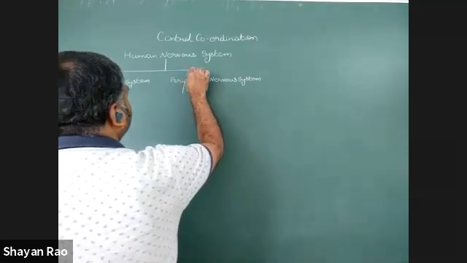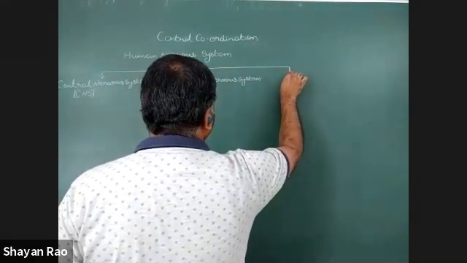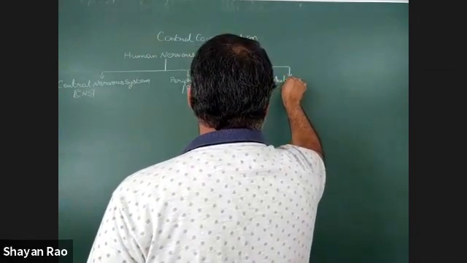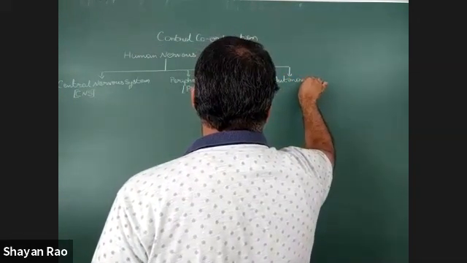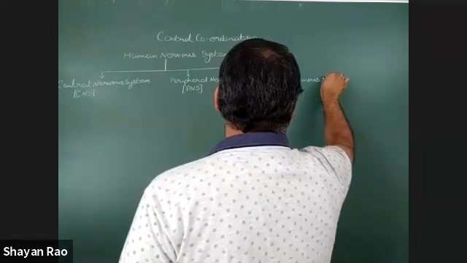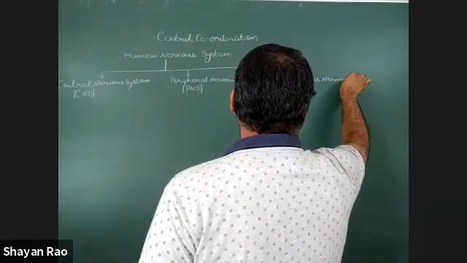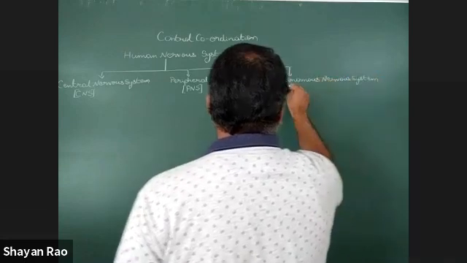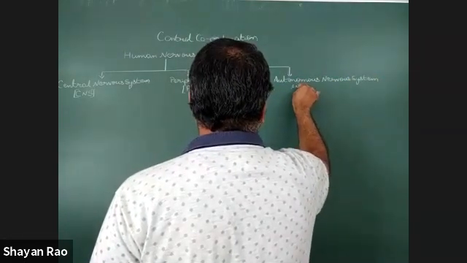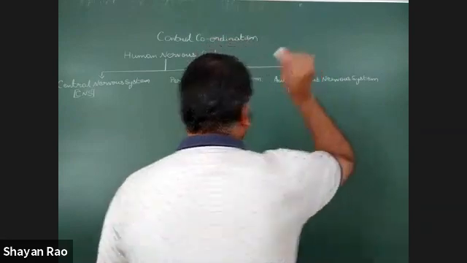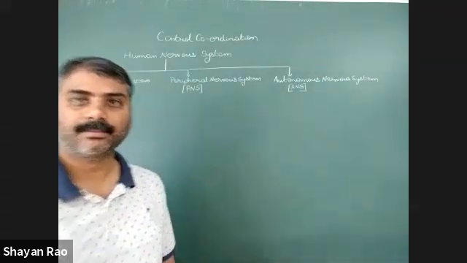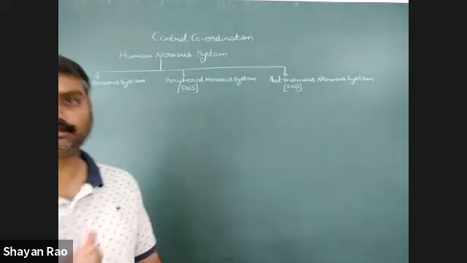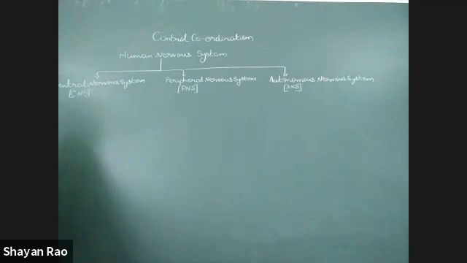And then lastly, the third one is considered to be the autonomous nervous system, which is also called ANS. Kindly make a note of this one.